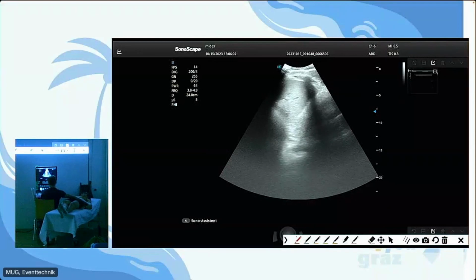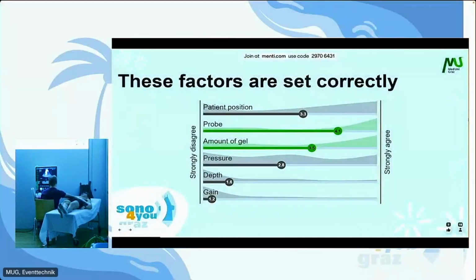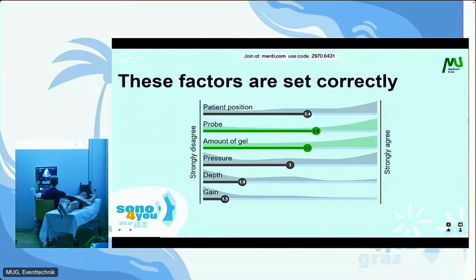Okay. So the patient position, yeah, it's medium. Optimally, you want to keep the left arm above your head to open up the intercostal spaces. The probe is correct. We want to use a curved array for the left upper quadrant.